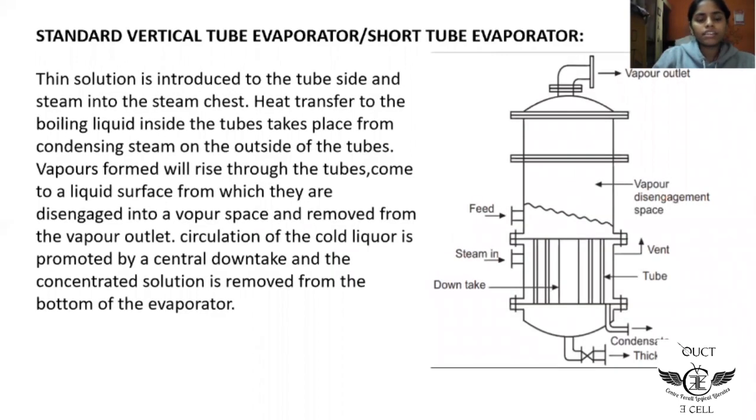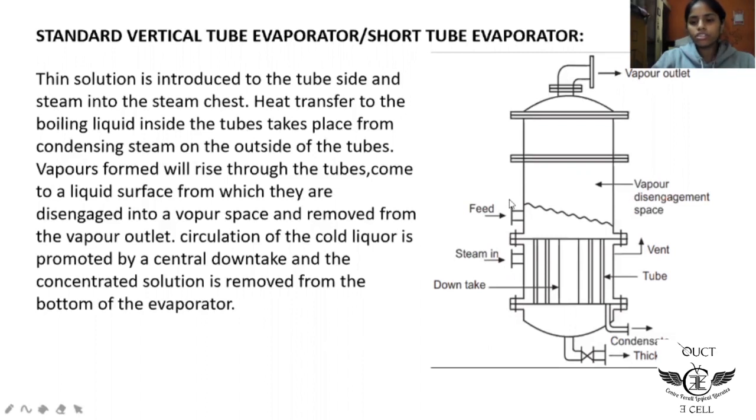Now we will see the standard vertical tube evaporator, or short tube evaporator. It consists of a vertical cylindrical shell incorporated with vertical tubes at the lower portion, and a central downtake. The central downtake is provided for the circulation of the cold liquor. The thick liquor discharge is at the bottom and the vapor outlet is at the top, and steam and feed are at the left side.